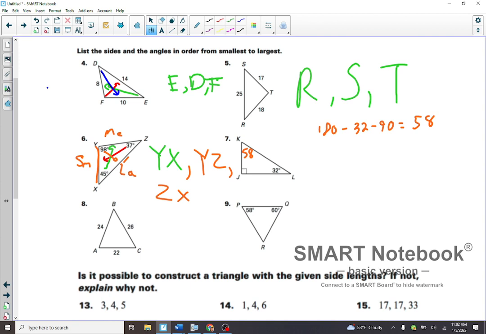Wait, what's the second one? The second one is 90. The box is always 90. So the first one is PR, then PQ, then just R. First one is KL. Second one is JL. Last one is K. Oh, that's KJ. My bad, I misread it. Is it cross? Yes, it's always cross. And then it's KL. I misread it.